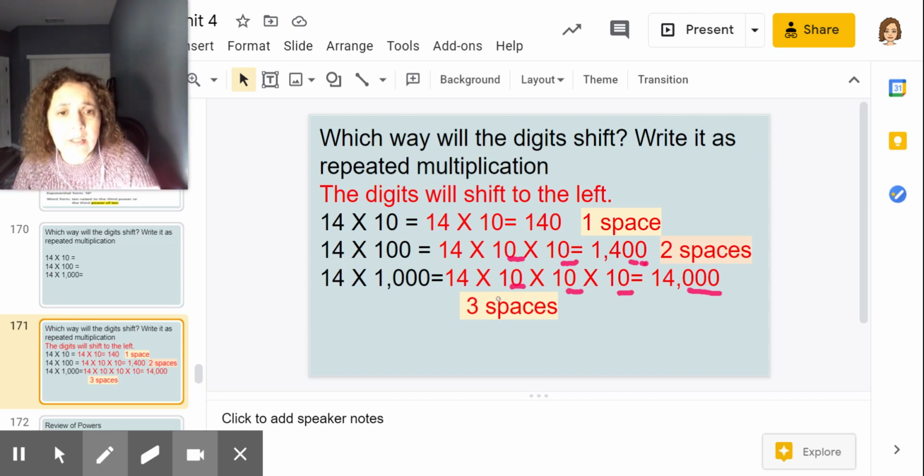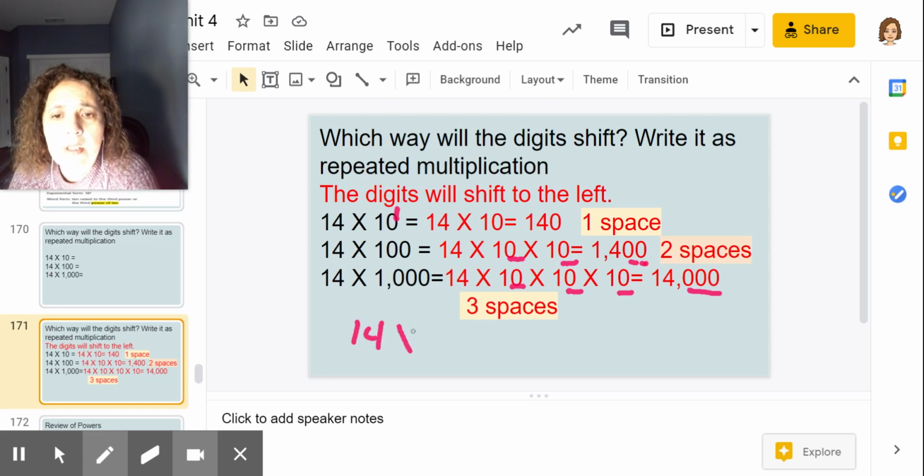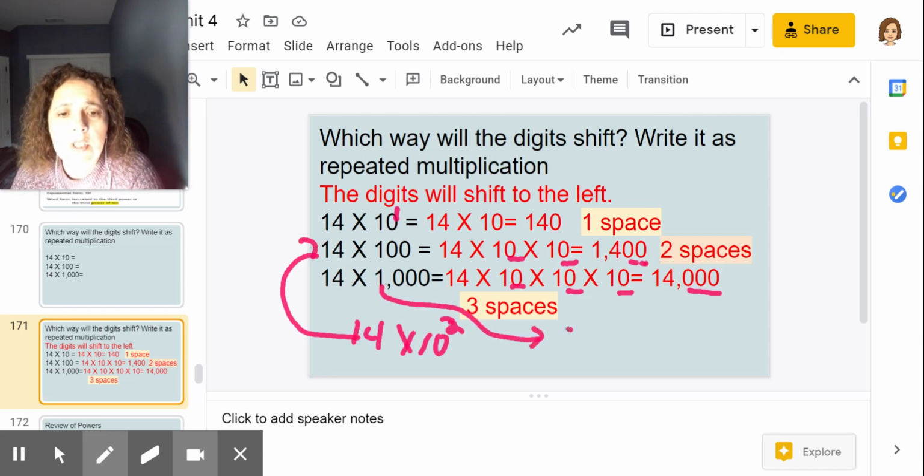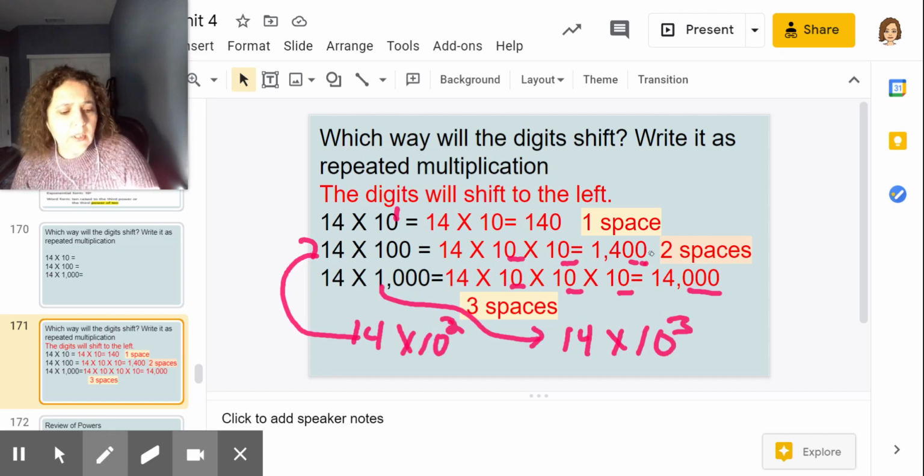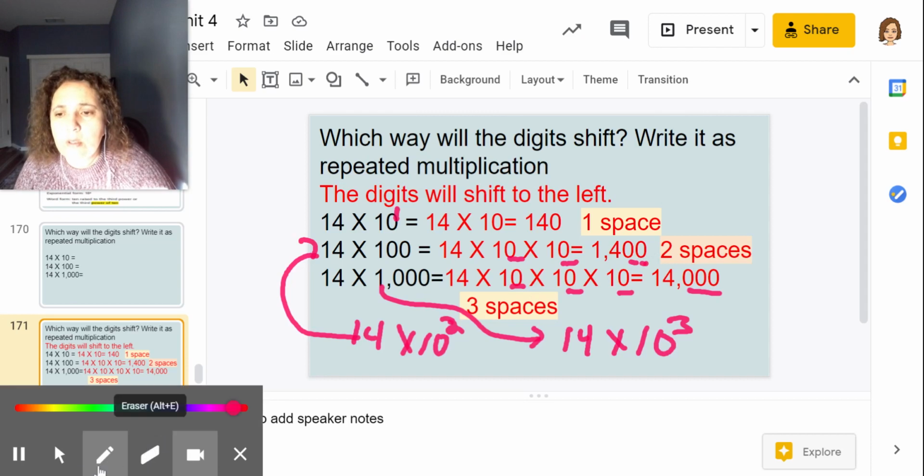So do you remember that? And remember, this 10 could be 10 to the first power. This one would be 14 times 10 to the second power, right? And that one would be 14 times 10 to the third power because you have 3 tens, and in the other one you have 2 tens. All right, ringing a bell from the first lesson.